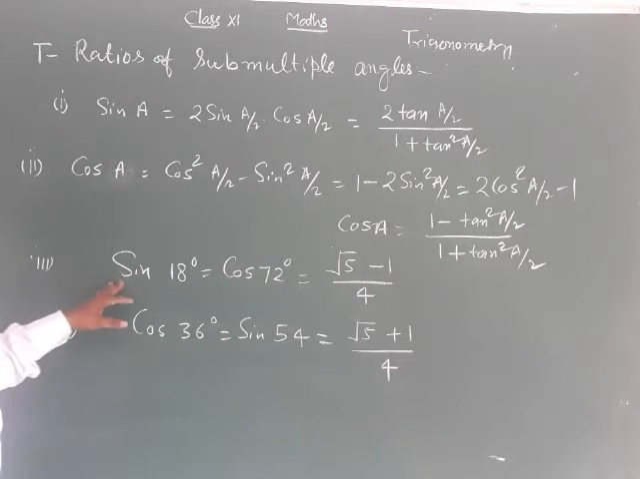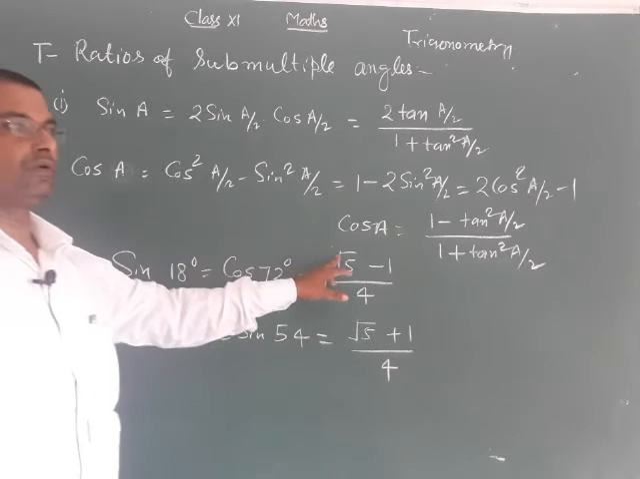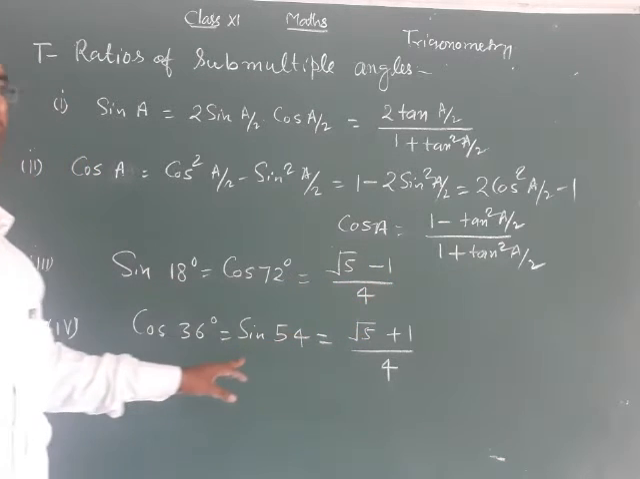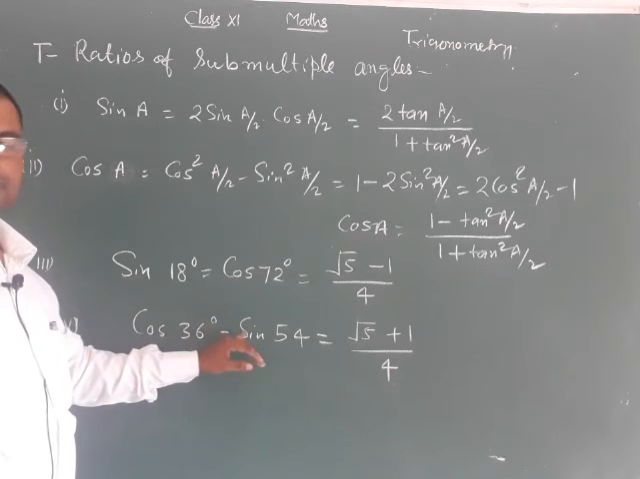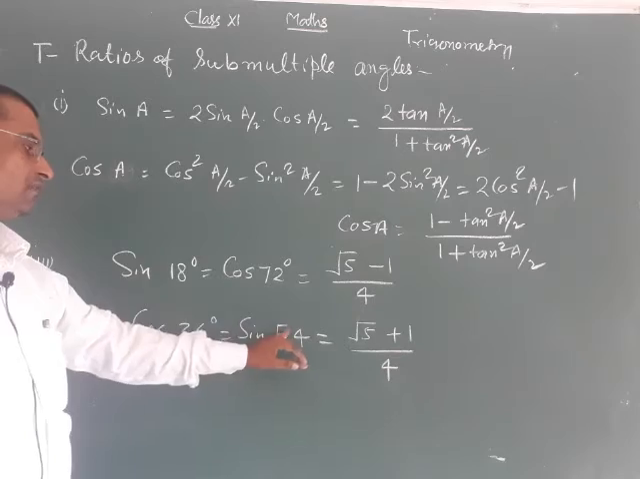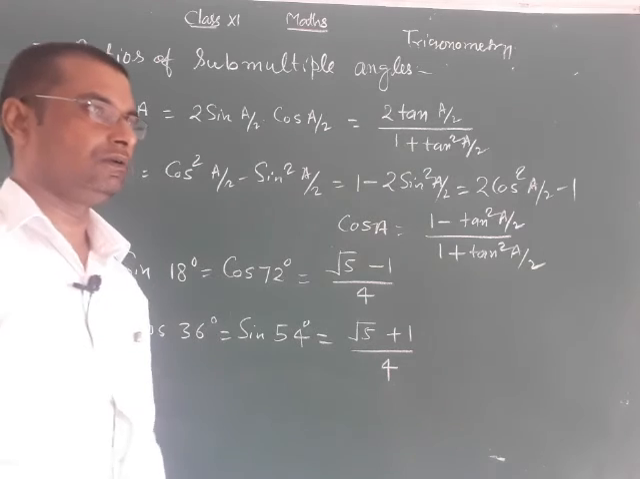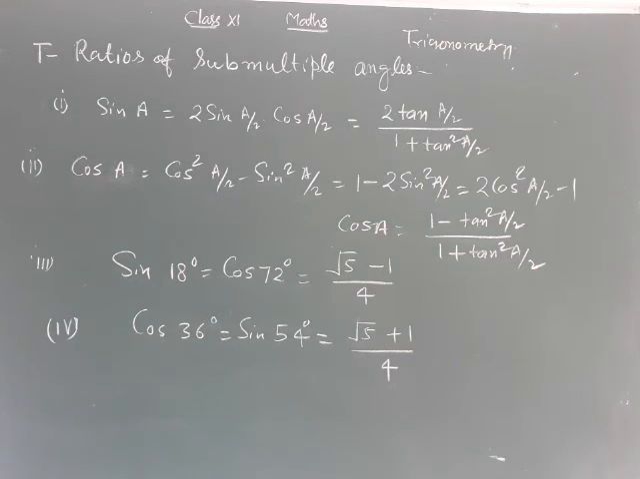And the value of sin 18 degrees is equal to cos 72 degrees is equal to root 5 minus 1 upon 4. Same way, cos 36 degrees is equal to sin 54 degrees is equal to root 5 plus 1 upon 4. These formulas you can learn by heart. You can solve some questions of trigonometry. So that's all.